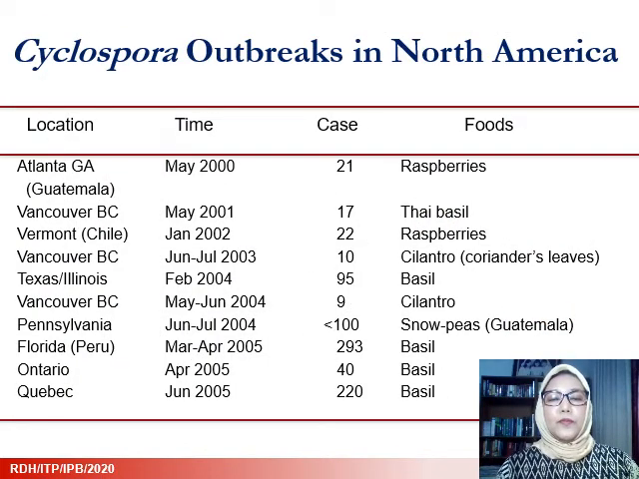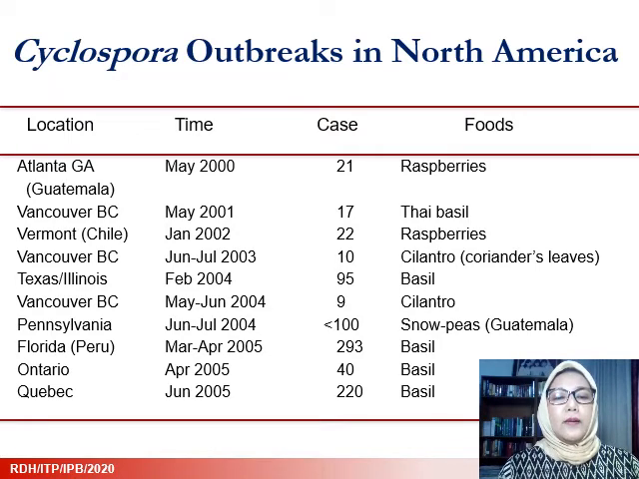The third group of emerging pathogens involves pathogens that move to a new geographical area. In this case, one example is the moving of Cyclospora to North America through several produce items that were presumably imported, such as raspberries, Thai basil, cilantro, and snow peas from other countries.